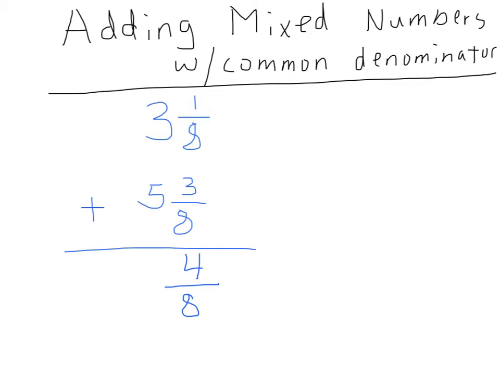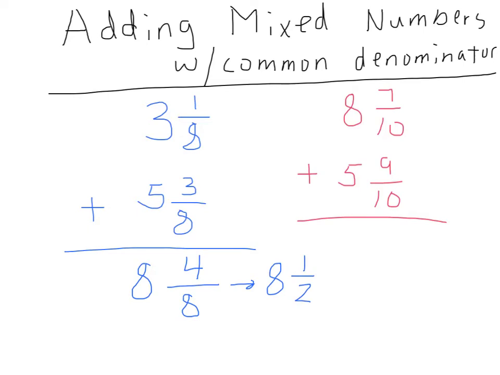But now I also have this whole number in here, so I have to take my 5 and my 3 and add those up and come up with the answer of 8 and 4/8. And then some of you might be able to see that my 4/8 is also a half, so I can reduce that to get 8 and 1/2. So that's just one example of adding mixed numbers with a common denominator. Let's take a look at another example.